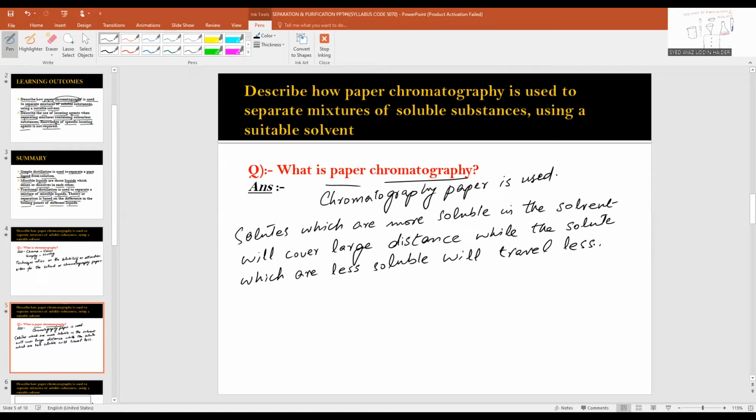The other term used for solvent is mobile phase, and stationary phase instead of chromatographic paper. Solvent, you can call it mobile phase. In the same way, chromatography paper, stationary phase.